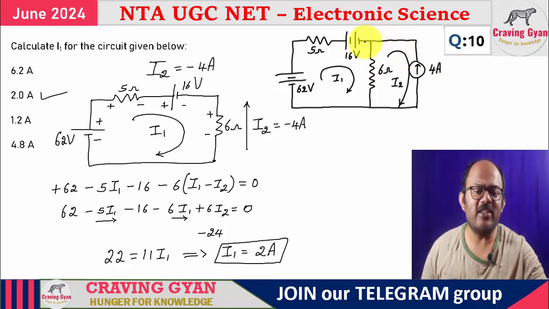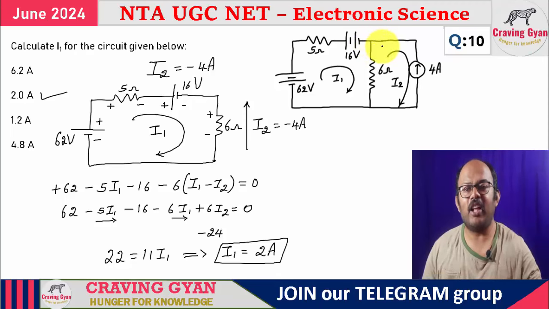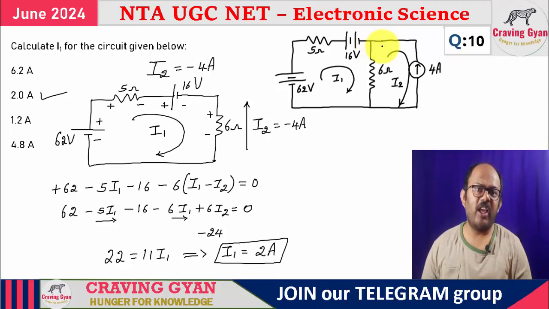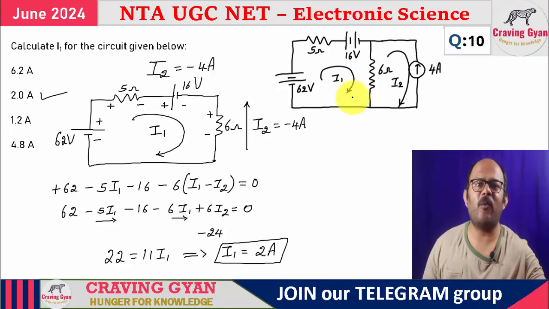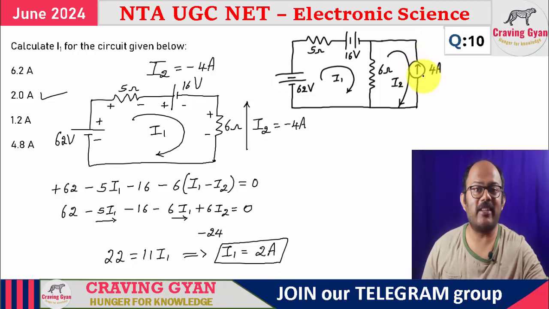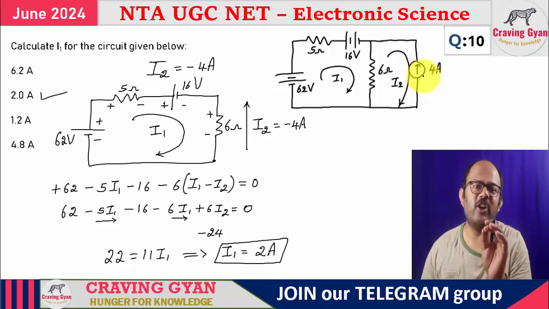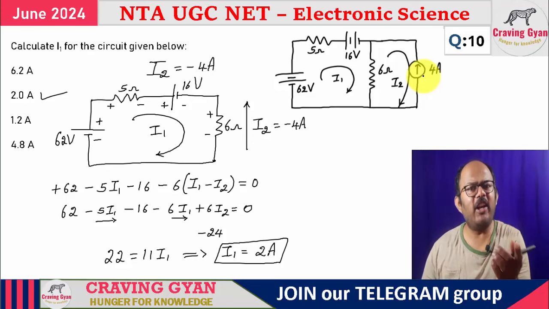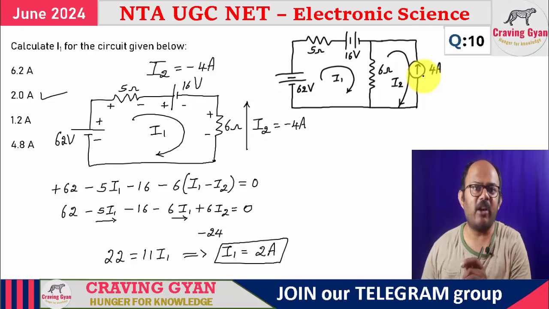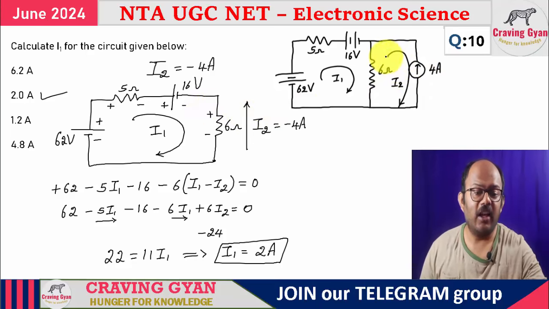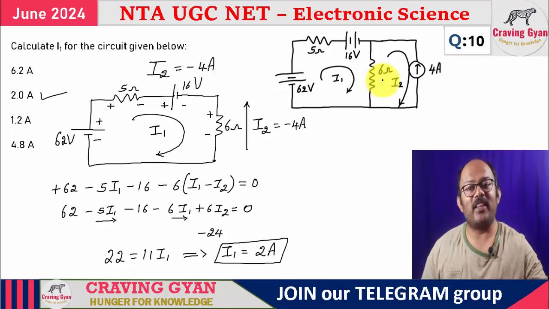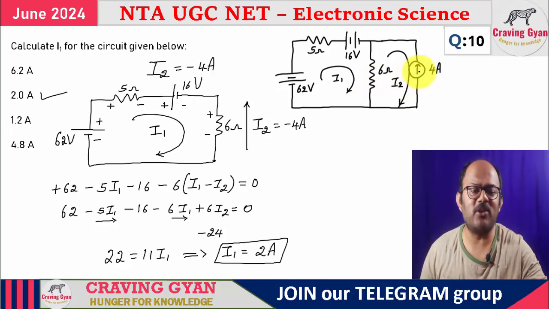Now look at the things. You can solve this by nodal analysis or by mesh analysis. If you are solving by mesh analysis, it will be easy. But one more method is, why can't you make a source transformation? See, 6 ohms, 4 amperes, it is a practical current source. Try to convert it into a practical voltage source. When you convert into a practical voltage source, the resistance remains the same. What will be the voltage value? Current multiplied by resistance. But I'm going to take the other method, in which I substitute I2 equals minus 4 amperes, and then solve.